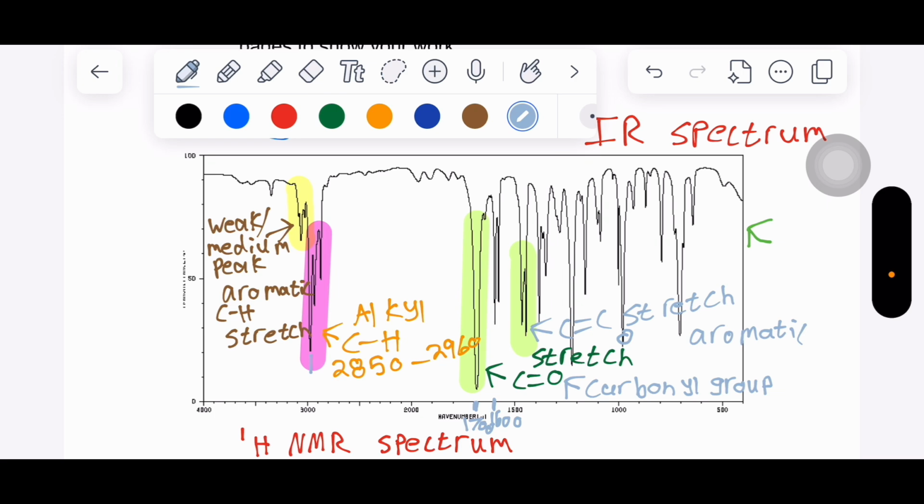So, in summary, the key indicators in the IR spectrum are a strong ketone carbonyl group, carbon double bond to oxygen, stretch around 1600 to 1700, aromatic CH and carbon double bond carbon stretches, and the alkyl CH stretches from the branched group. And so, yeah, this is for the section of the infrared spectrum.